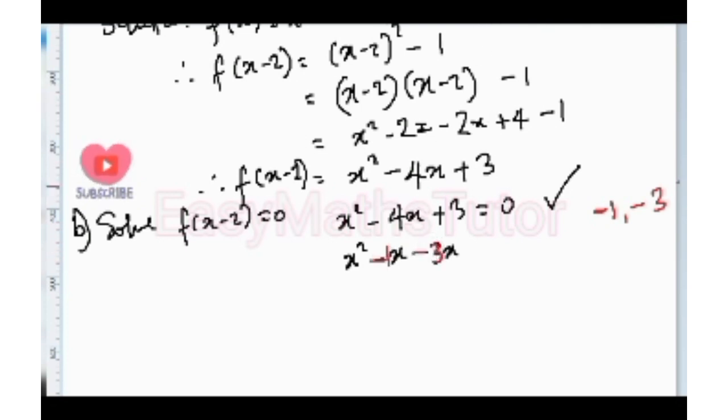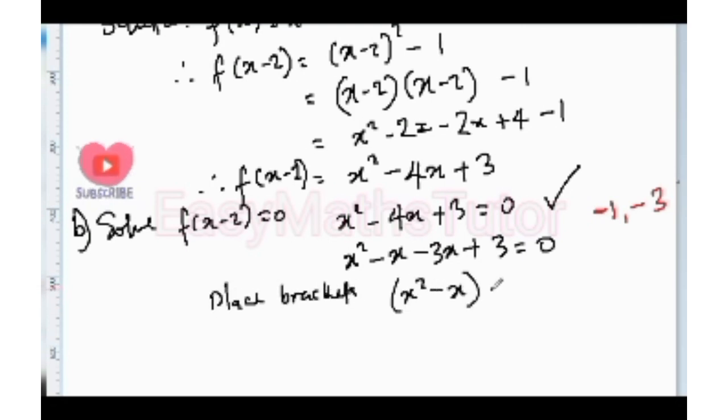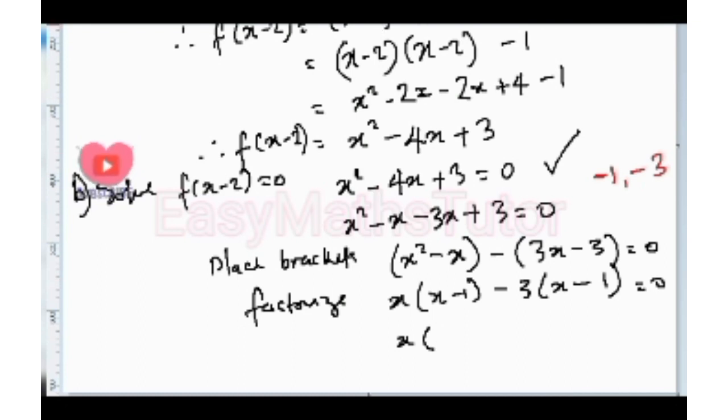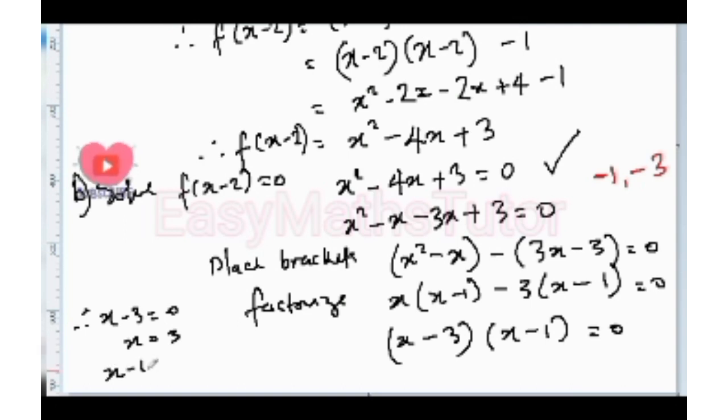And so going right ahead to solve this quadratic equation, we will place the brackets. So we have bracket x squared minus x bracket close, minus bracket open 3x minus 3 bracket close, equal to 0. And then we factorize. The first bracket will have x bracket x minus 1. The second bracket is minus 3 bracket x minus 1 equal to 0. And then we will take out the common factor, which is (x minus 3)(x minus 1) equal to 0. And there we have the values of x as 3 and 1.